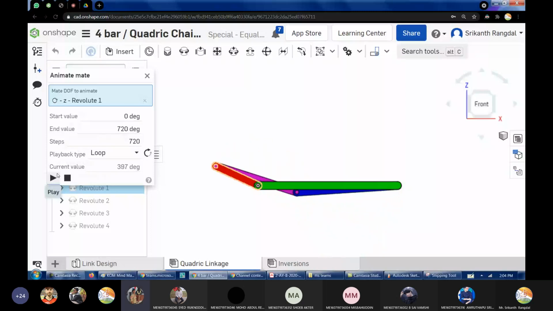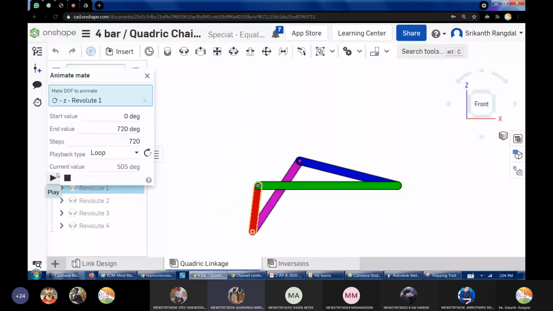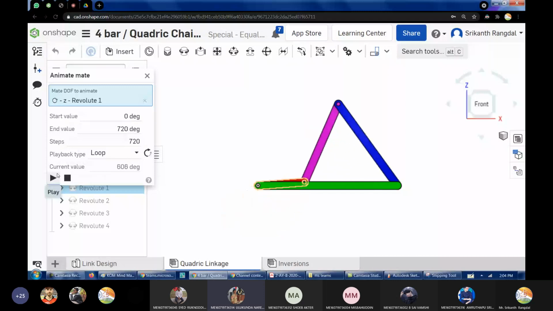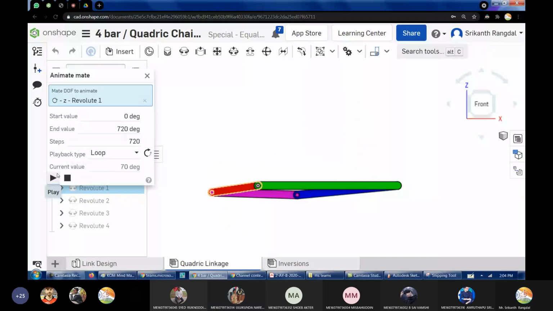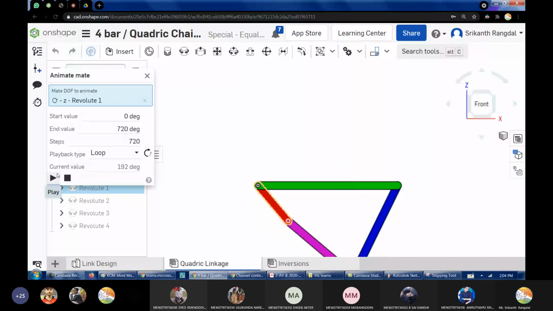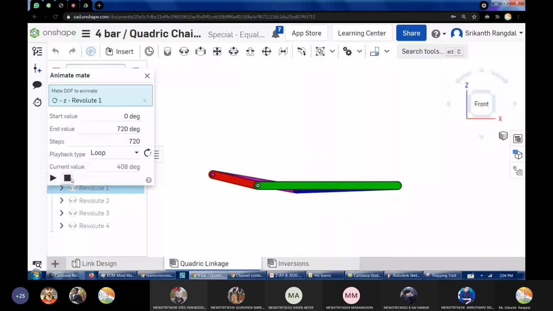Here the blue link is oscillating on both sides. Yes, that's the motion. But why is that happening? What is special about the dimensions of the links? Shall I tell?